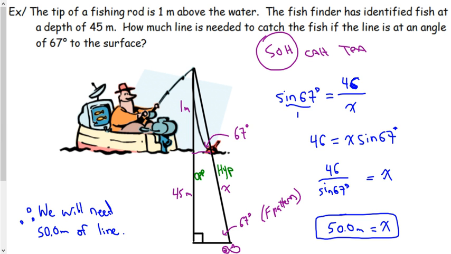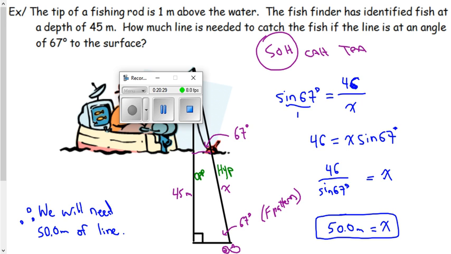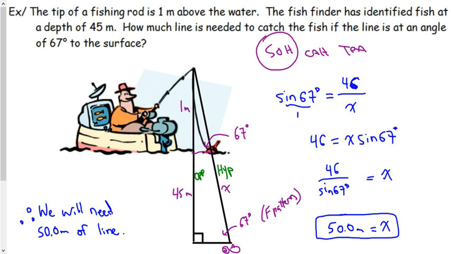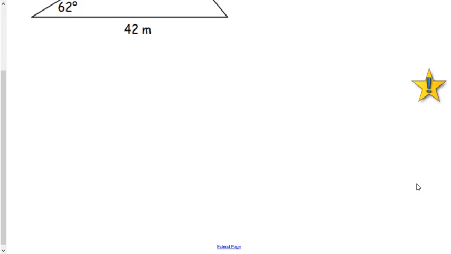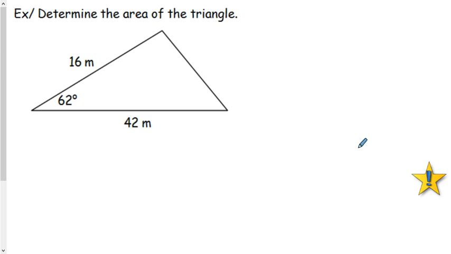Okay, let's go to our last one here. This one looks tricky. It says determine the area of the triangle. All right, well, let's remind ourselves our formula for the area of a triangle. Area of a triangle is base times height over 2, or 1/2 base times height, right?